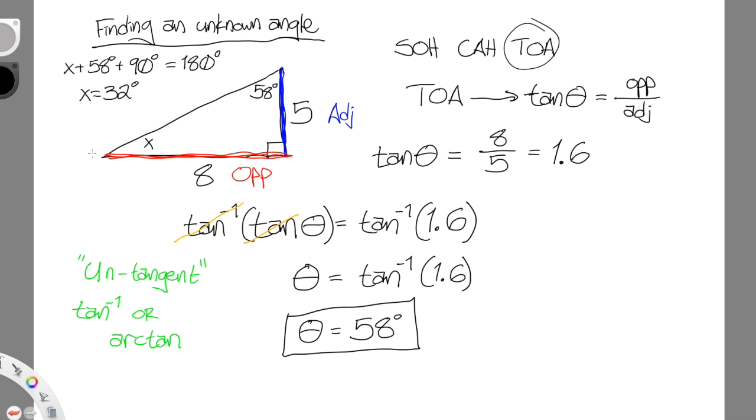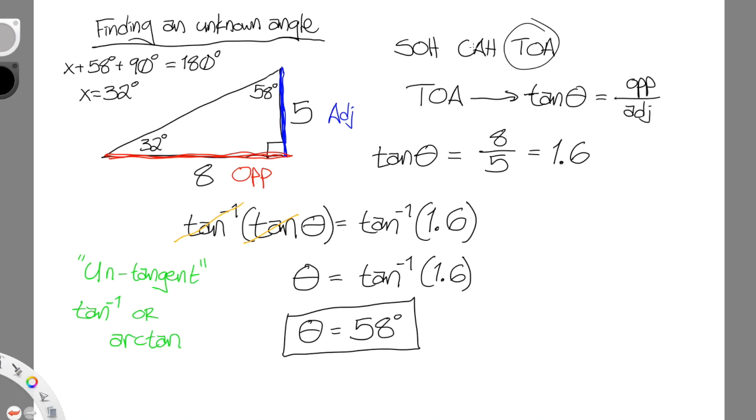So this little bit down here would be 32 degrees as well. So you could do this a couple other ways too. You could have done the Pythagorean theorem first to find this missing side up here, the hypotenuse, and then you could have used inverse sine or inverse cosine.